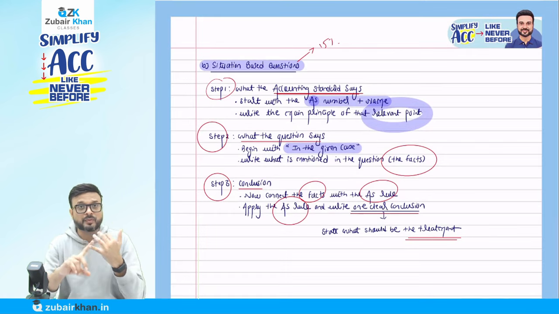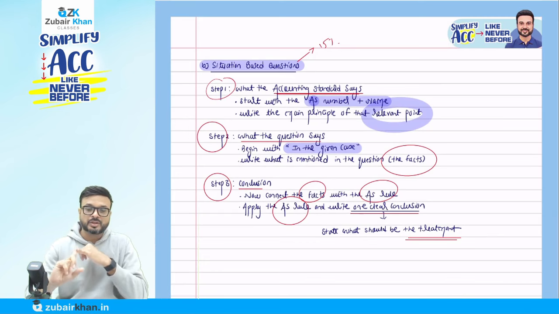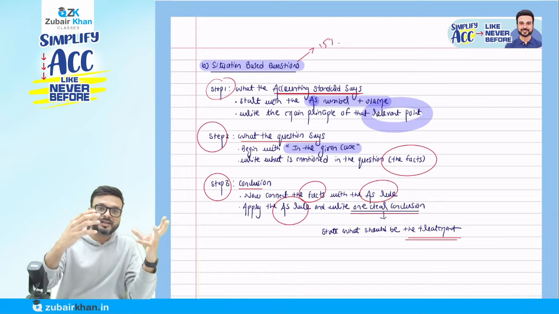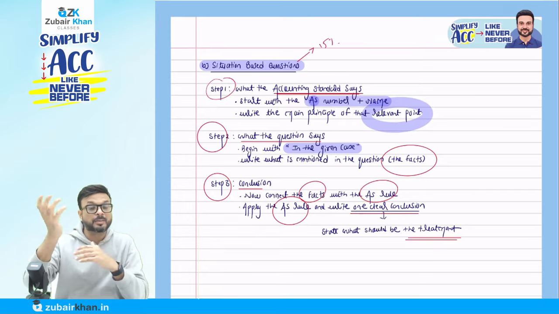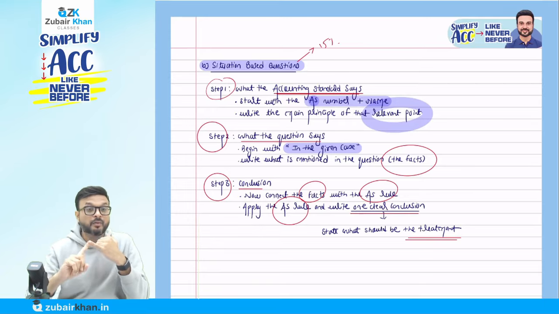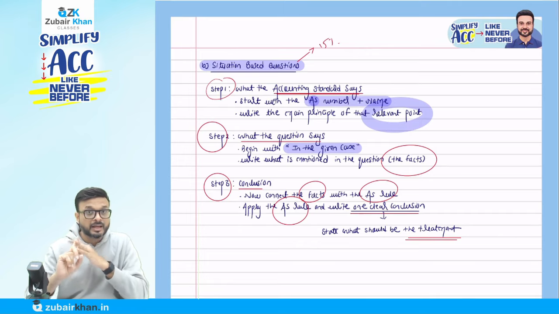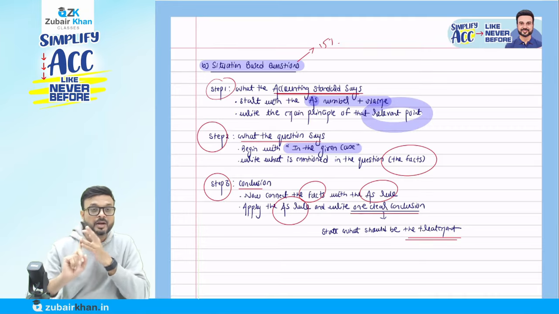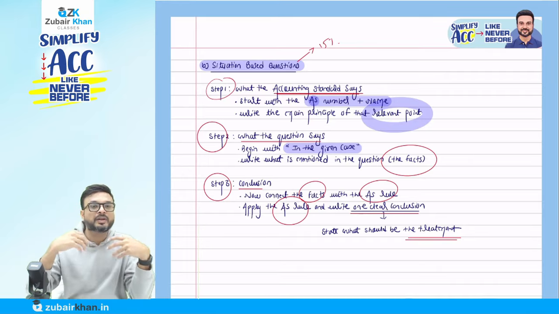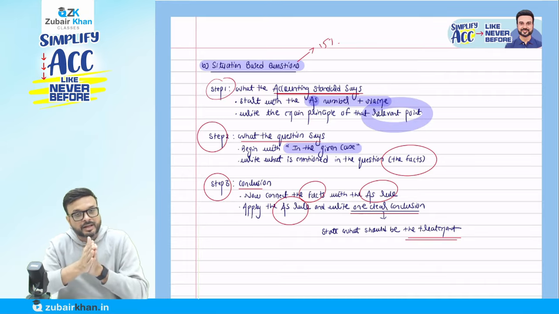So this is the type of situation based question. They will give one para, a company XYZ Limited has done this treatment, whether the treatment is correct or incorrect. So first para, what the accounting standard says, starting with the AS number and name. Second para, in the given case, the facts given in the question. And third, you compare para 1 and 2 and take your call whether the treatment is correct or incorrect.